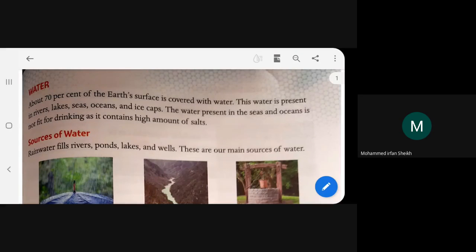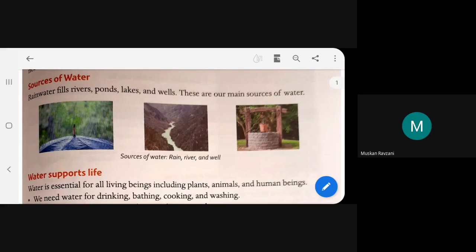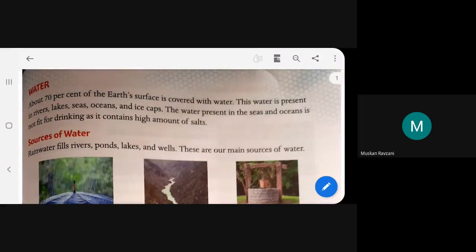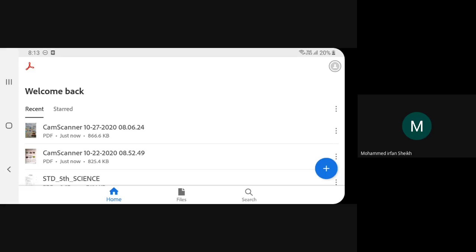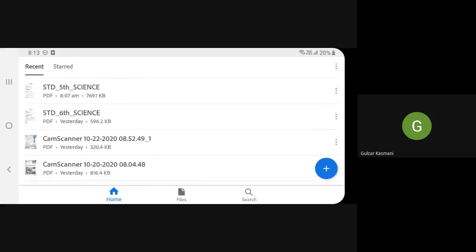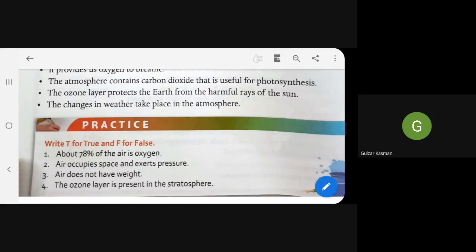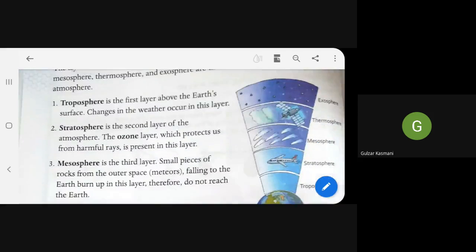Then comes the atmosphere. Any one of you know what is meant by atmosphere? We had learned it yesterday. What is meant by the word atmosphere? The layer of air around the earth is called what? It is called atmosphere. And the atmosphere has how many main layers?